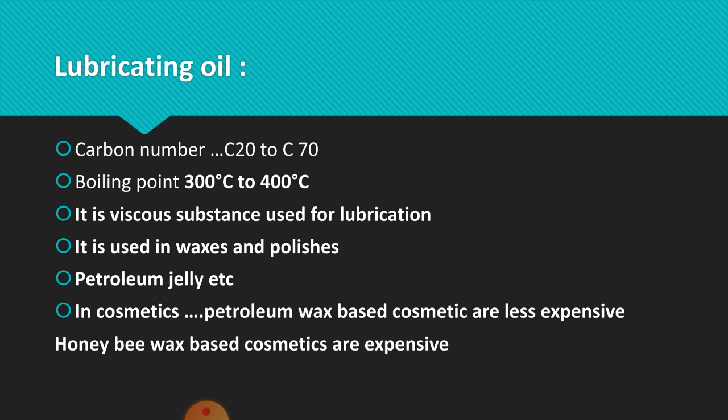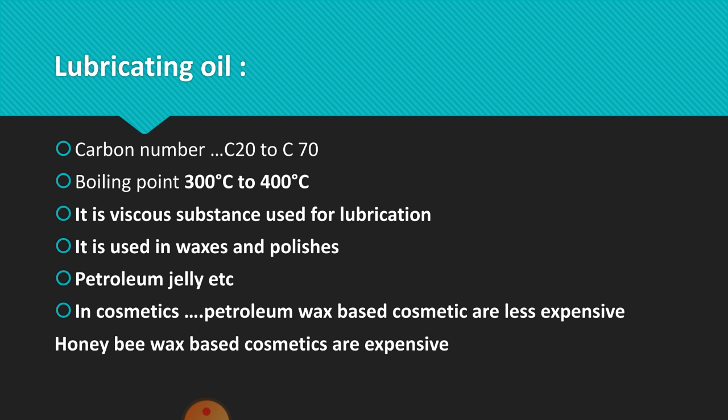As the name indicates, it is used for lubrication, and it contains carbon 20 to carbon 70, and its boiling point is 300 to 400 degrees C. It is a viscous substance used for lubrication. It is also used in waxes and polishes. For example, the petroleum wax is used to manufacture petroleum jelly, which we usually call Vaseline.